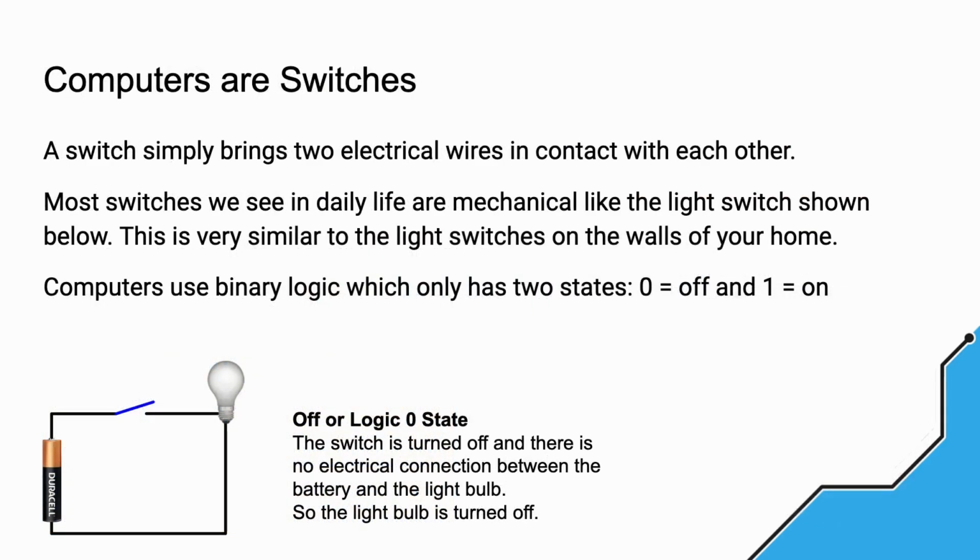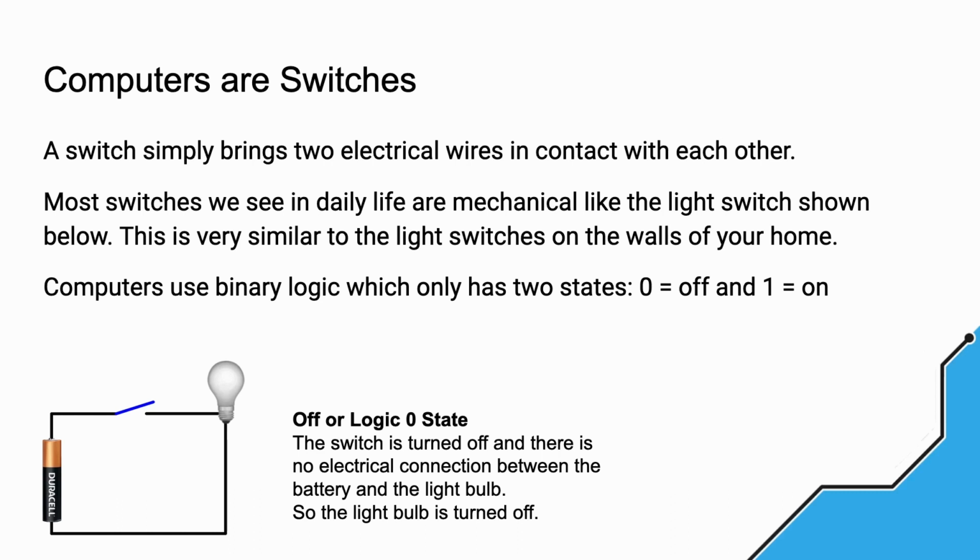Before we move on and look at electronic computers, we need to learn about the basic switch. A switch in electronics simply brings two electrical contacts together with each other, and in so doing allows current to flow in the circuit. Most switches you see in daily life are mechanical ones like the one shown below, and this is similar to the ones on the wall of your house that you use for turning lights on and off. In this diagram, the switch is off, and this is the logic state of 0.